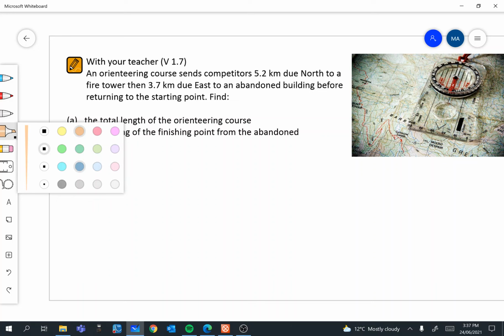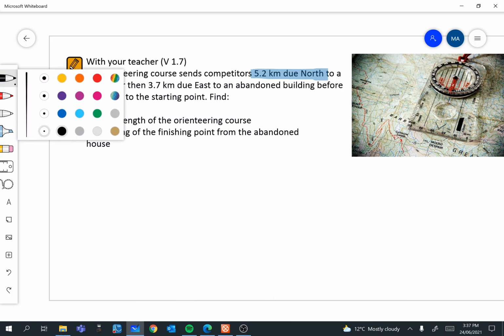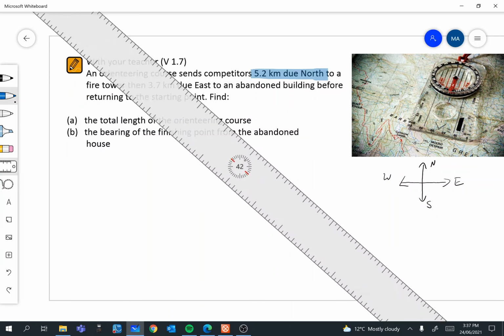So for starters, the orienteering course sends competitors 5.2 kilometers due north to a fire tower. You might be familiar that if you're looking at a two-dimensional map, north is directly up the page, and that means south is down the page, and we have east to the right of the page and west to the left of the page. So we're going to have this first leg, which I've coloured in blue, going directly up the page.